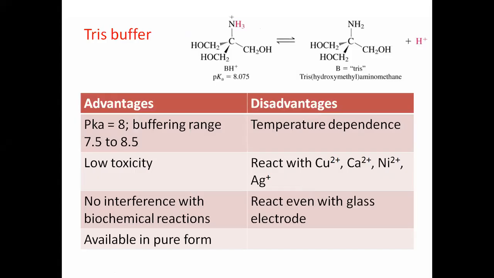Next, there is a buffer called a tris buffer. What is this tris buffer? Look here. This is the compound tris hydroxymethyl aminomethane. This is called a hydroxymethyl group. Here is one hydroxymethyl group, and here is another, so three hydroxymethyl groups, and also an amino group is attached to this carbon.